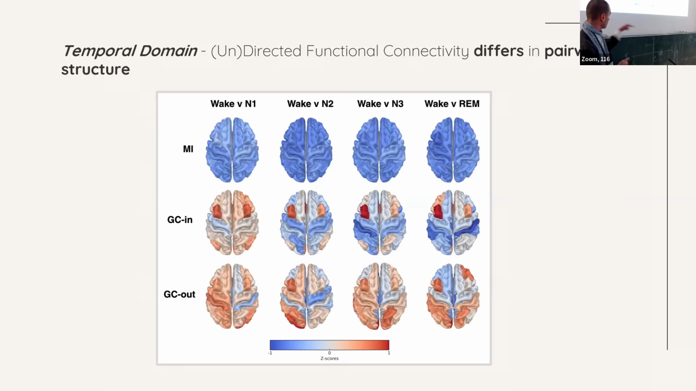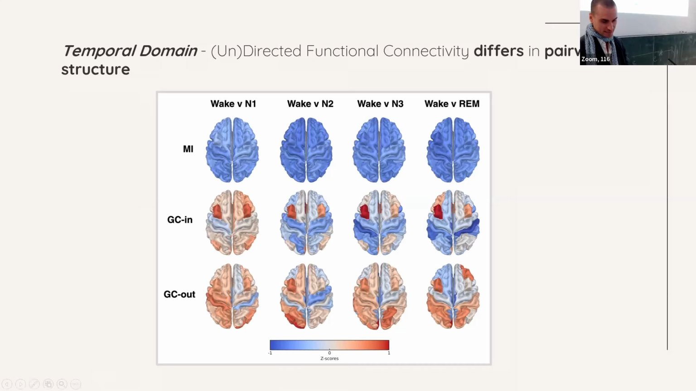So normalized, because they're normalized between -1 and 1. And blue indicates regions with lower undirected or directed functional connectivity compared to wake, while red shows regions with higher connectivity. As you can probably see, for the undirected functional connectivity compared to wake, there is very little differentiation between the sleep stages, and there is just a general decrease. You might not even be able to see it on the projector, where it gets more and more decreased as you go further into the stages of sleep.